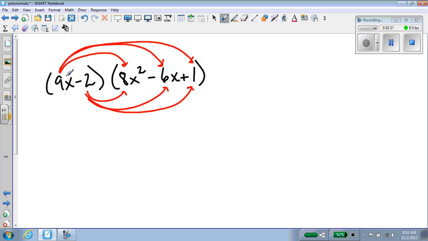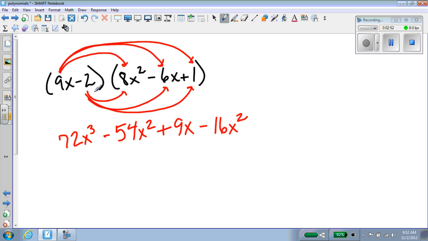So I have 9x times 8x squared, that's 72x to the third. 9x times -6x would be -54x squared. 9x times 1 is 9x. -2 times 8x squared is -16x squared. -2 times -6x is positive 12x. And -2 times 1 is -2.